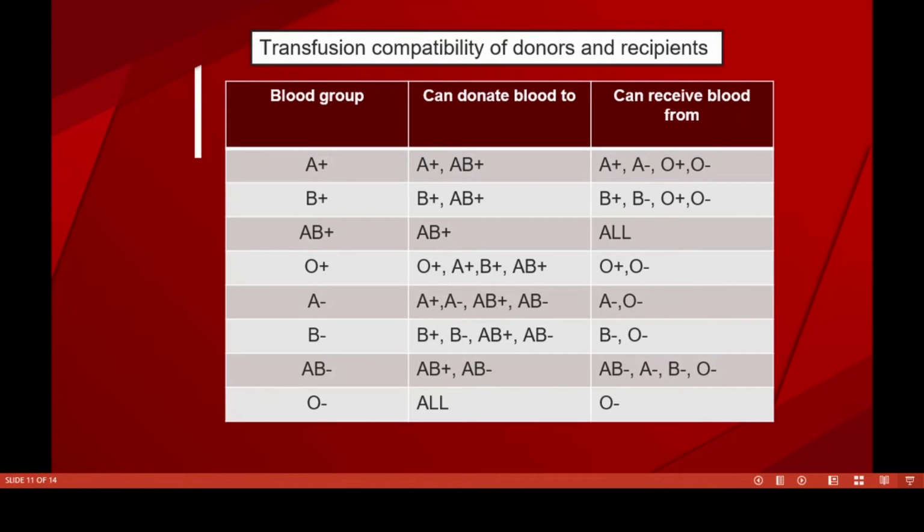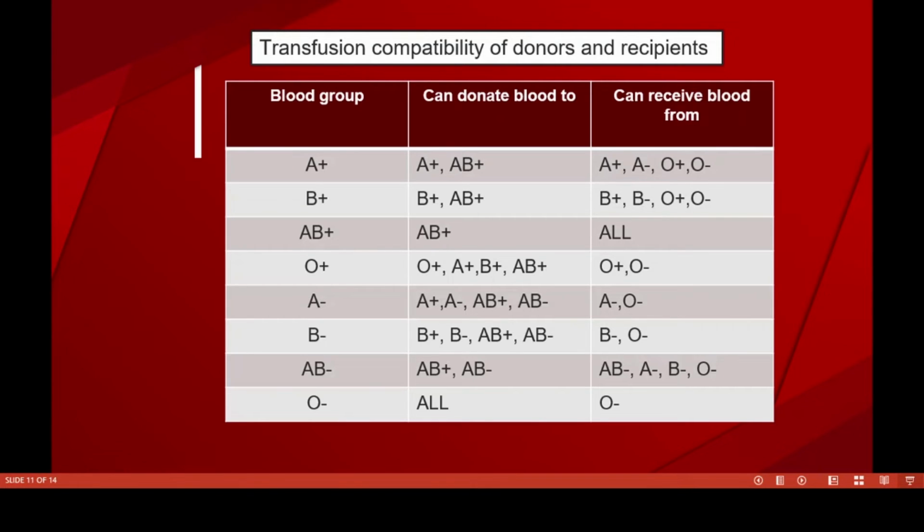If B positive, we can donate to B positive and AB positive, but we can receive from both positive and negative, I mean B positive, B negative, O positive, O negative. If AB positive, we can donate to AB positive, and we can receive from all categories, even positive and negative.